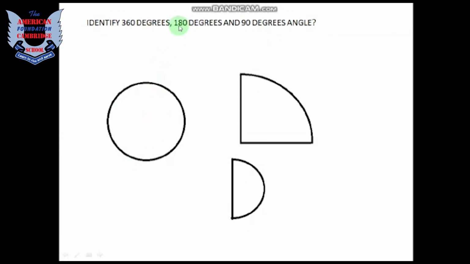Now, which one is the 180 degrees angle? This one? No, a quarter is always 90 degrees. So, we have the half circle as 180 degrees. Which one is 90 degrees? You have to guess it by yourself.